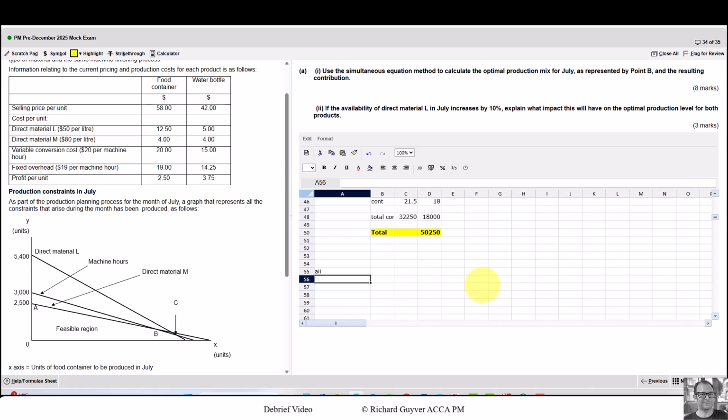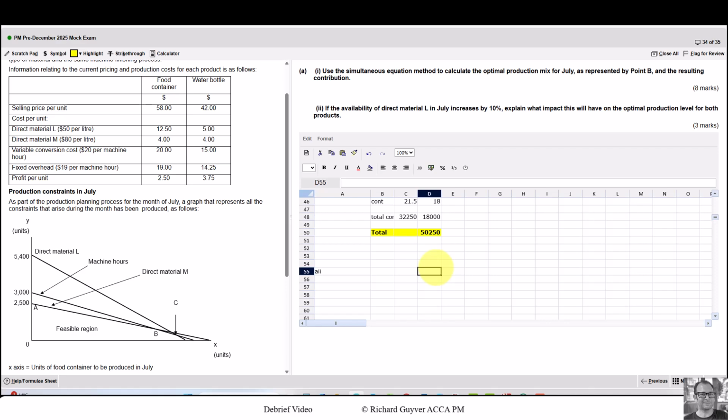Now this is tricky because for 3 marks, if we say no impact, we're probably only going to get one of them. So we need to think, how do we hunt for 3 marks? And that's one of the challenges. When we have a question like this, the simple answer is it will have no effect. It's just not going to get us 3 marks.